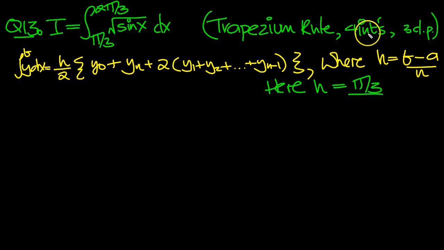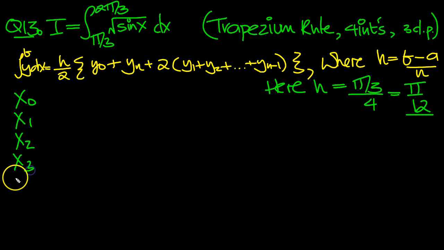The number of intervals n is 4. Pi over 3 over 4 is pi over 12. So that's our value for h, pi over 12. Our ordinates, 4 intervals, so we have 5 ordinates. So if we start from x0 as is customary, we can write them all 5 down here.